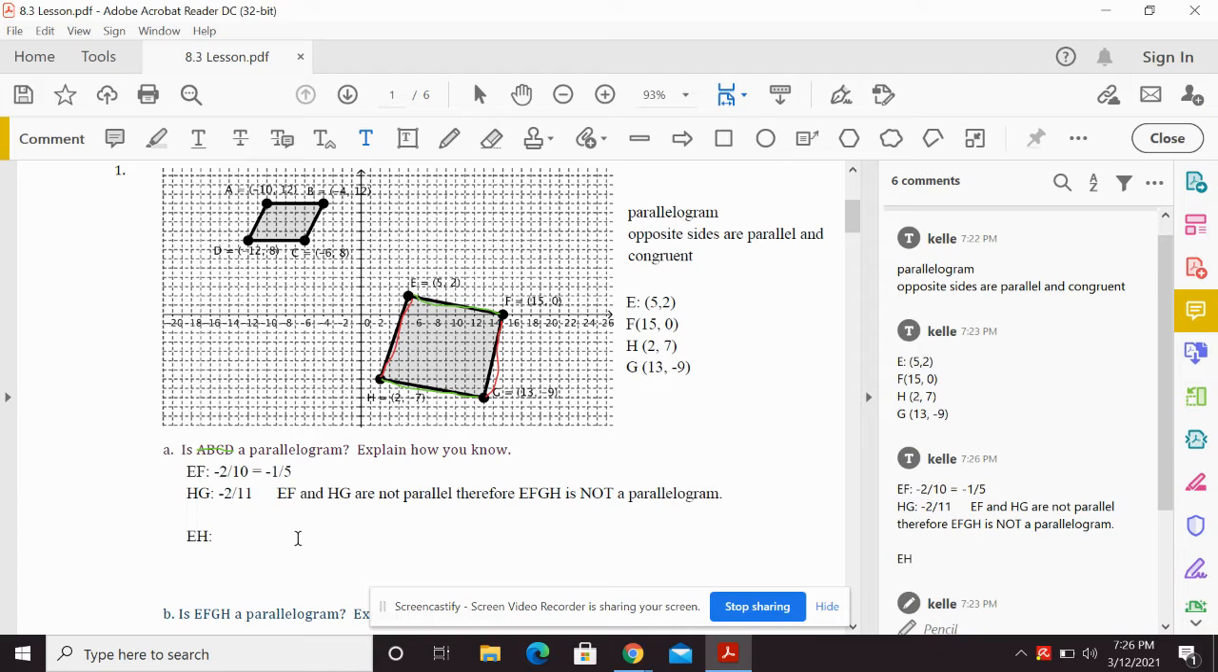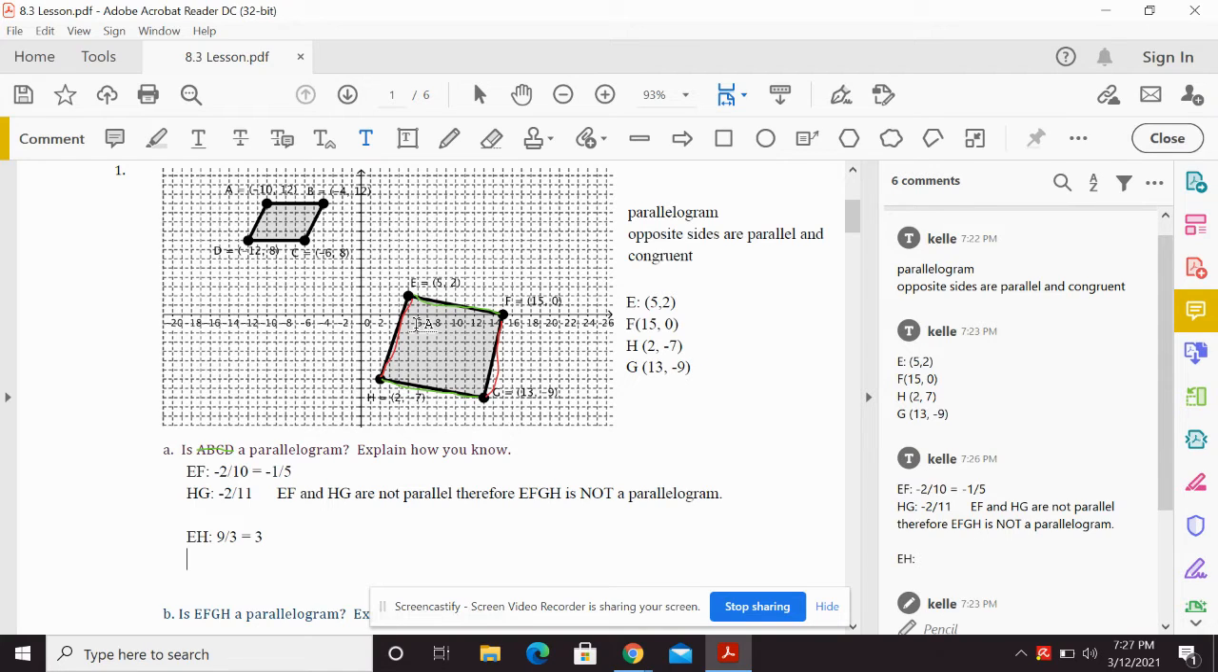So EH, the slope of EH, my change in Y. Well, let's see, y is at -7, and it goes all the way up to 2. So that is 9. Change in y is 9 over my change in x. I have 2 to 5, so that's 3. If you want to reduce it, 9 divided by 3 is 3. So that's your slope of EH.